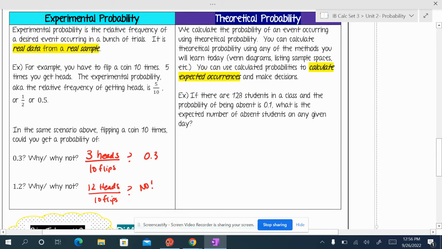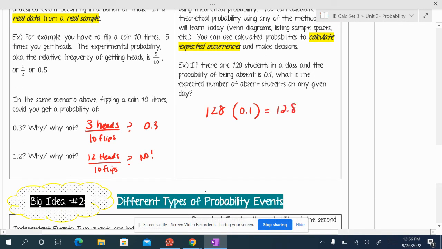Now let's talk about theoretical probability. We calculate the probability of an event occurring using theoretical probability, right? This is the probability that you use to make predictions or decisions. You use it to calculate expected occurrences. So if there are 128 kids in a class, and the probability of being absent is 0.1, what is the expected number of absent students on any given day? Well, we would just multiply 128 students by the probability of being absent, and we would get 12.8. You can't really have 12.8 absent kids, so I would probably round that to about 13 kids absent each day.